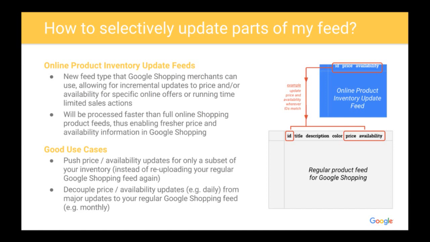All right, another way to selectively update parts of your feed is online product inventory feeds, which we heard about earlier. It's a new feed type that helps you make incremental updates to your pricing and availability without needing to resubmit your entire feed. Because it only focuses on a subset of information, it works much faster than processing the entire feed. Just note that you still need to submit a full product feed first. But after, you can use this feature to quickly update price and availability for limited time sales, for example, during the holidays.